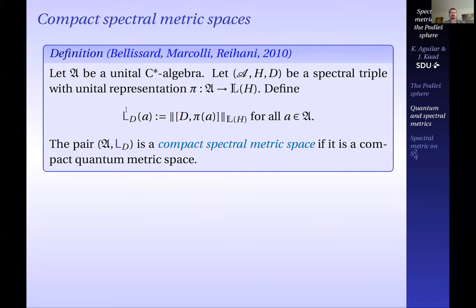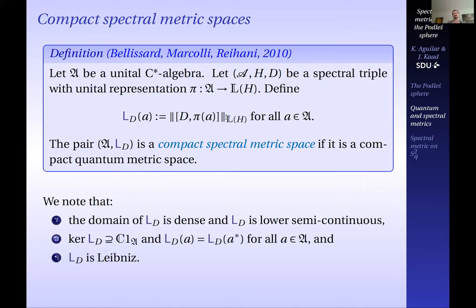And the seminorm you want to do that with is one we showed a couple of slides earlier: you just take the norms of the bounded commutators, okay? This is a natural thing to choose in general, but we see here that it gives us many of the properties that we want for being a quantum metric. In particular, automatically the domain is dense. Automatically, the seminorm is lower semi-continuous. Automatically, the kernel contains the scalars. It's invariant under the star, and it's also Leibniz.